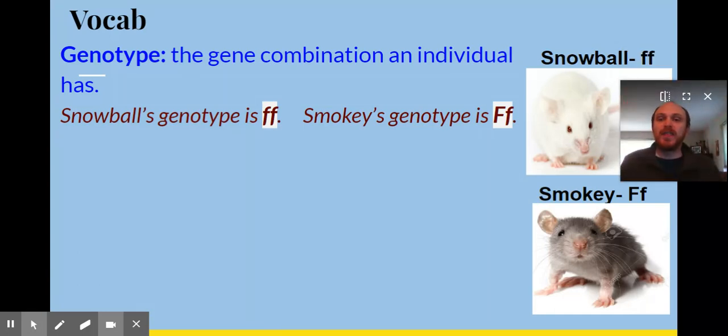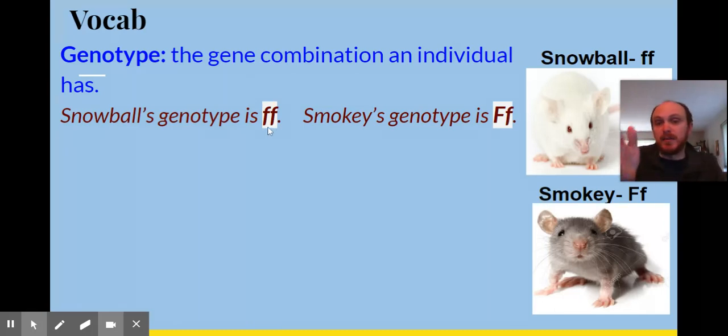Okay, so today a couple of new vocabulary words. Genotype are the gene combinations. You can only have one genotype. You have a genotype for specific alleles. So the gene combination an individual has. For fur color, Snowball's genotype is little f, little f. Or you can say two little f's, or different ways to say that.